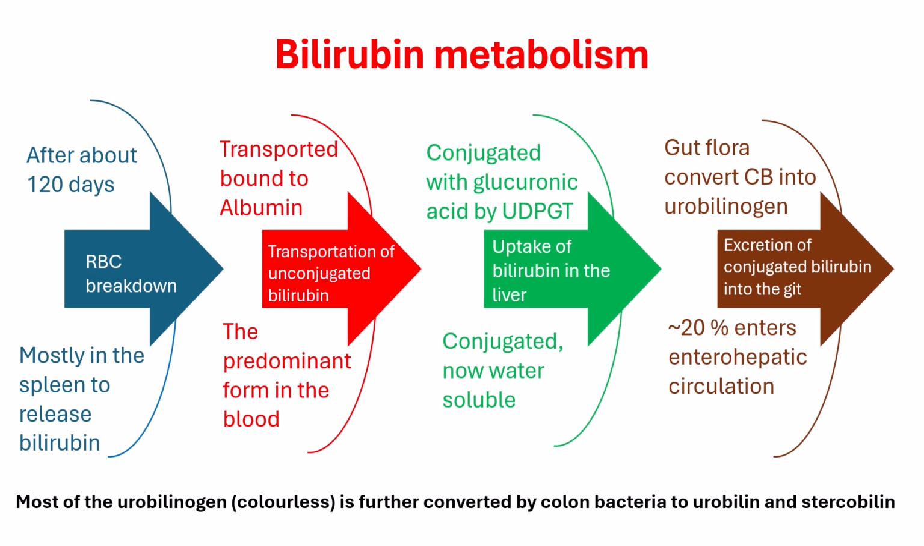Then the conjugated bilirubin is excreted through the biliary tract into the small intestine. On getting to the small intestine, gut flora convert the conjugated bilirubin into urobilinogen, which is further excreted into the large intestine.